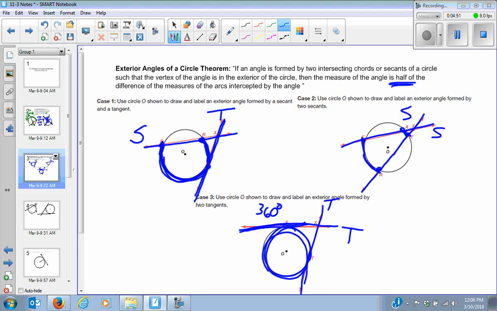And again, to get the measure of this angle right here, you would take this, subtract this, and take 1/2 of it. For this one right here, you would take this and subtract this, take 1/2 of it. For this angle in here, you would take this, subtract this, and take 1/2 of it. And again, the same thing is happening.